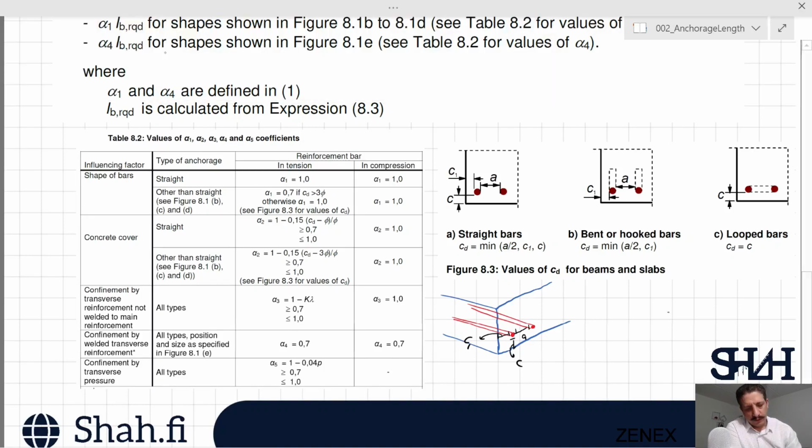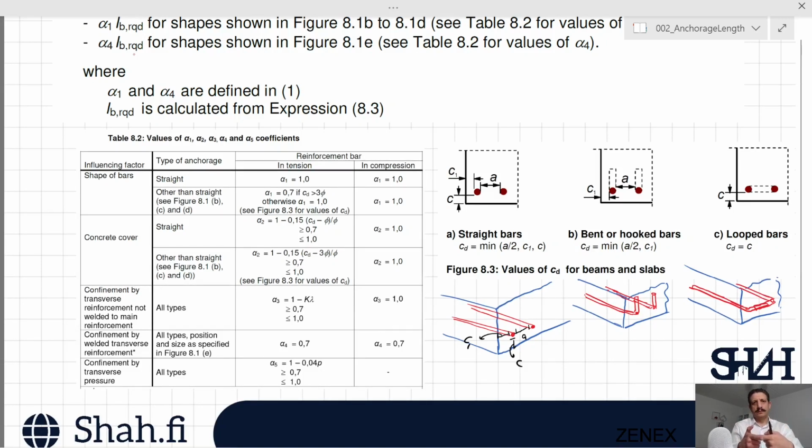Similarly for the bars which are bent upward. So A is the clear distance between two longitudinal reinforcement which are bent upward or as a hook, and C1 is the end distance in the horizontal direction. So CD can be calculated according to the given equation. And for the looped bars, if we look at from the top, we will see that they are overlapping each other in the loop.